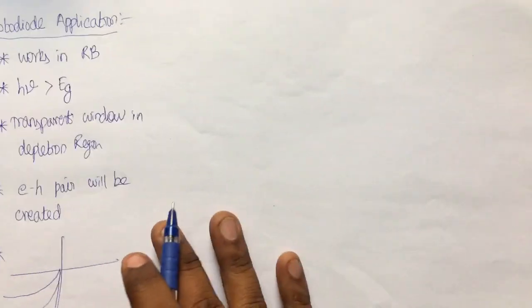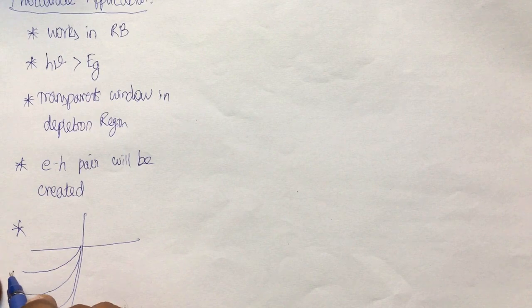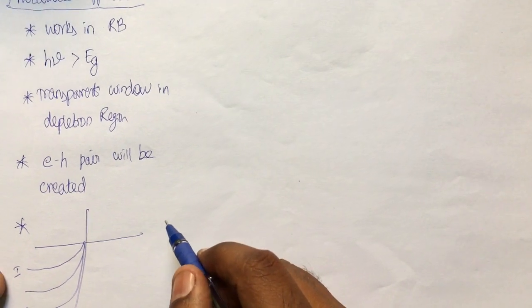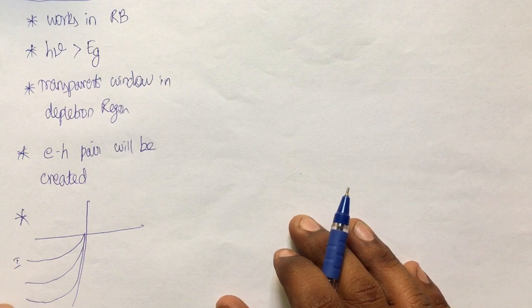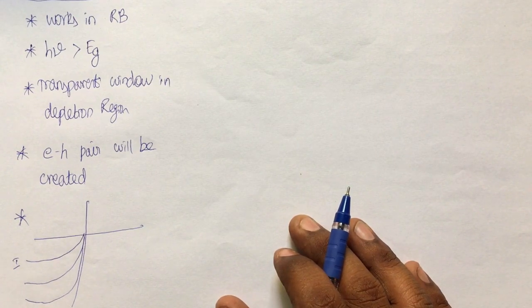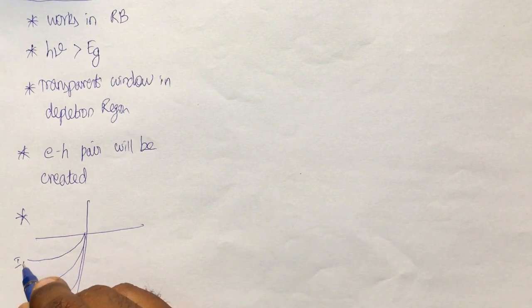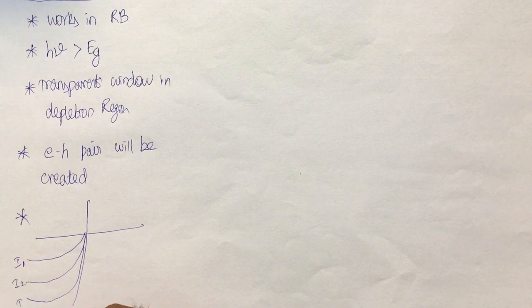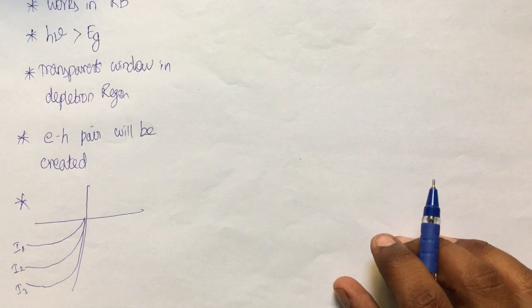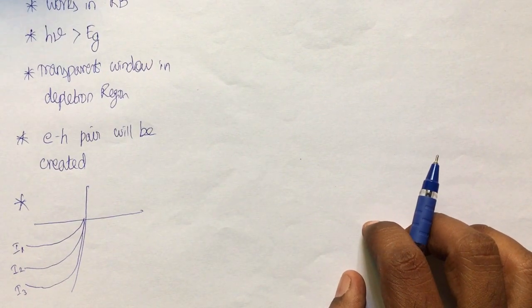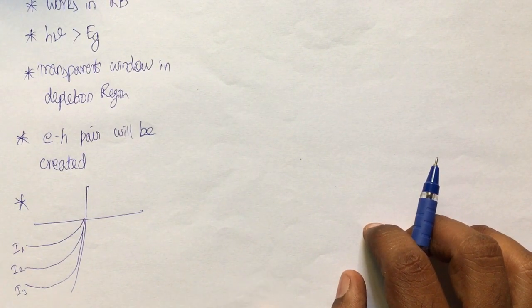Some students may be confused here: in your NCERT, what they have given is I1, I2, I3. It is not current, it is intensity, I1, I2, I3. So don't confuse it with the symbol I. It is used to indicate intensity.